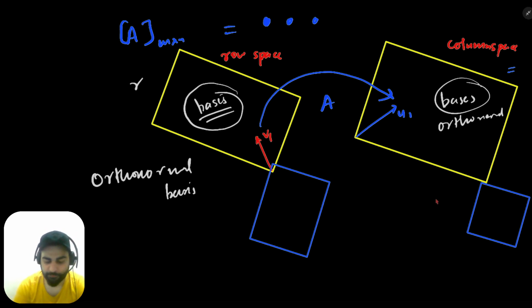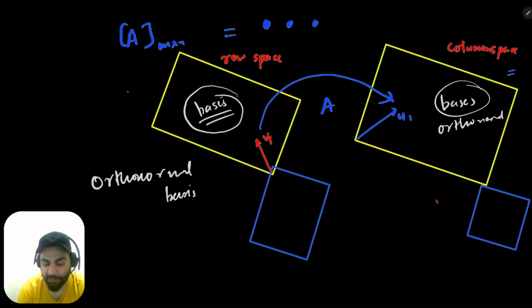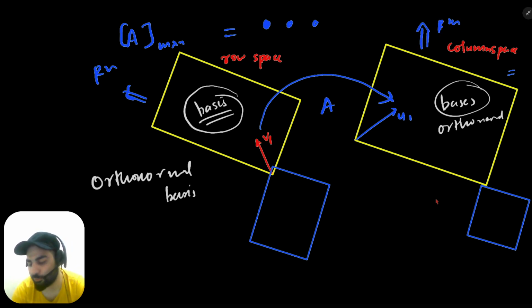Yes, sir. Because you know that a vector in this row space lies in Rn, and a vector in here lies in Rm. When we were dealing with the column space and row space, you know that the input vector will be in the row space, Rn, and the output vector will be in Rm. These vectors will lie in this Rm. So that's what I'm saying here.